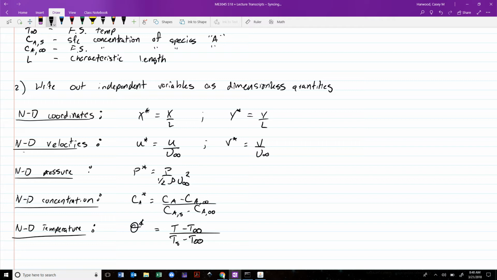Not necessarily exactly. It's not the case that this is necessarily going to be exactly between 0 and 1, but it's rescaling that quantity so that it's going to be on that order, which makes things nicer in terms of actual calculation. Because if it's near 0, then the temperature is approximately the free stream temperature, and if it's near 1, then it's approximately the surface temperature. Okay.